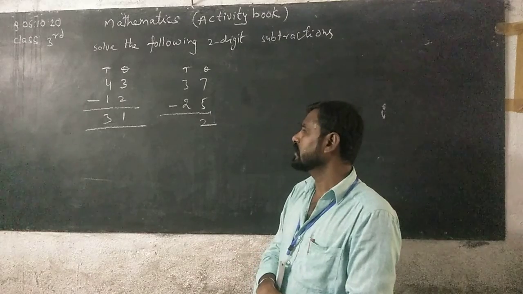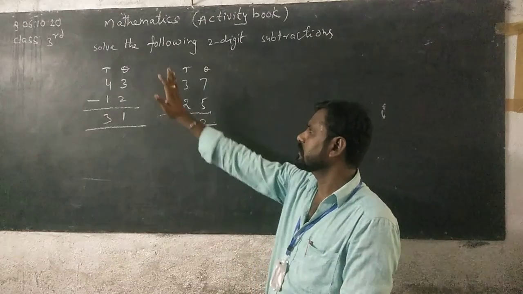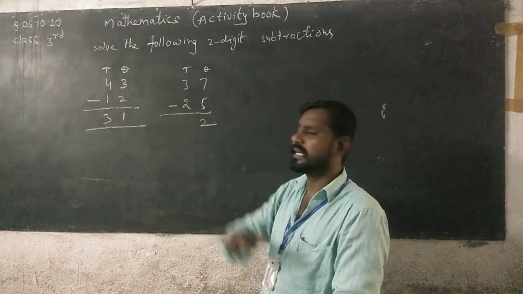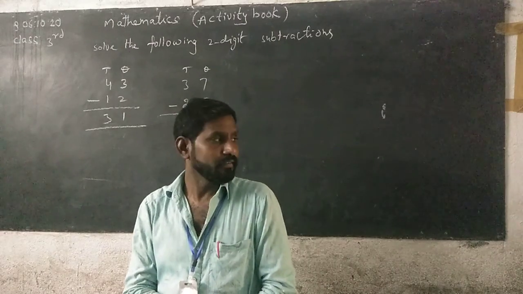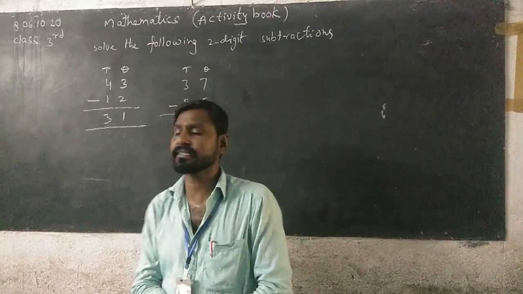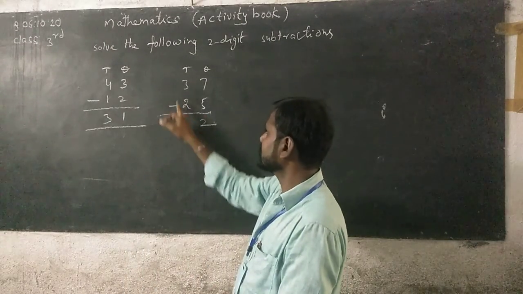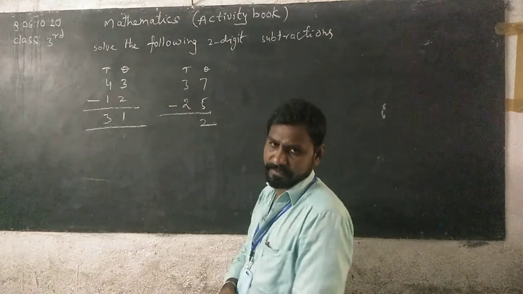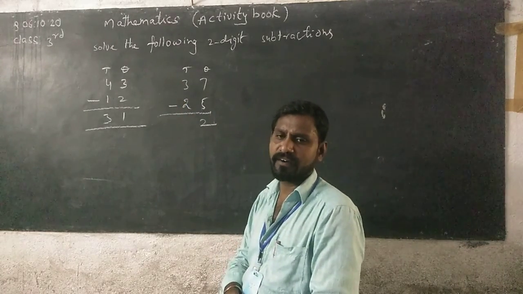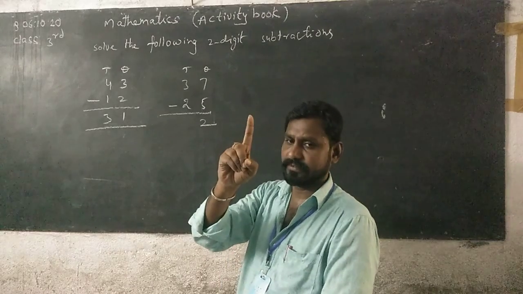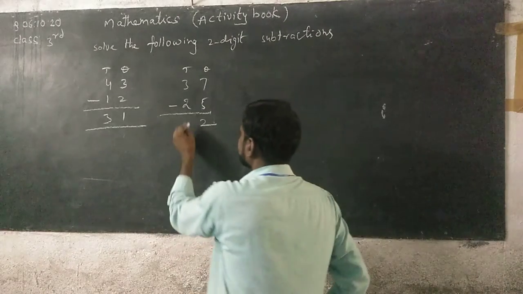Next, we do the digits in the tens place. We subtract the digits in the tens place. 3 minus 2. 3 is greater than 2, so it is possible. 3 is a bigger number than 2. So you can count 2 after up to 3, 1. 2 after 1, 3.